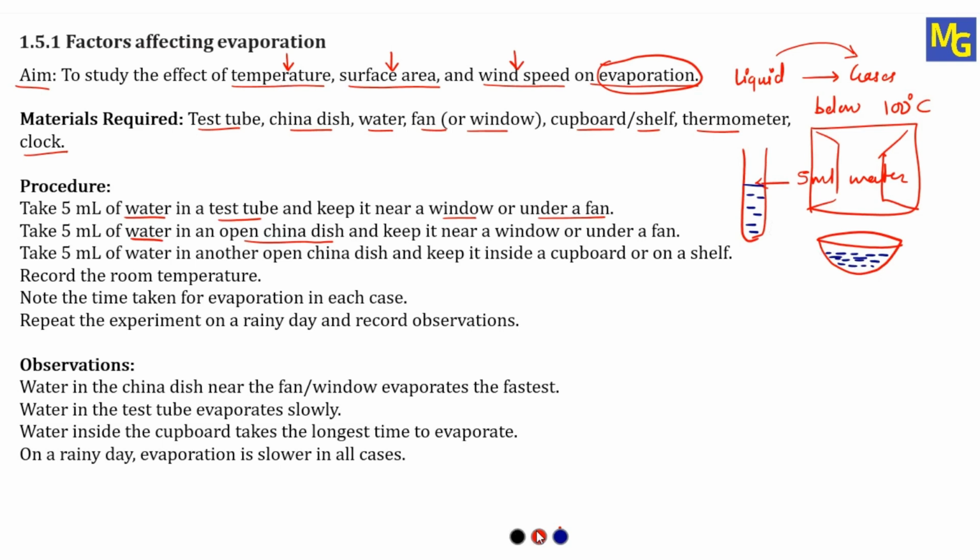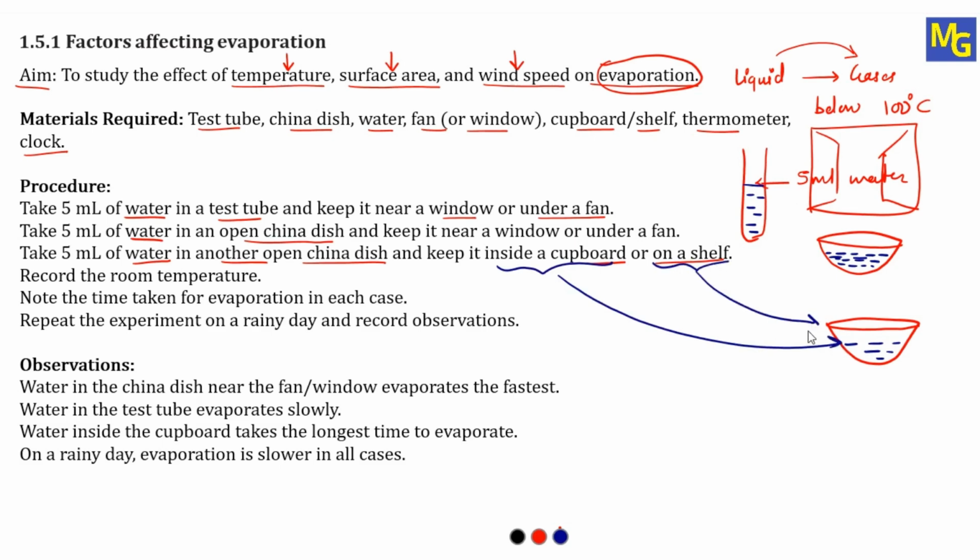Now the next point, take 5 ml of water in another open china dish and keep it inside a cupboard or on a shelf. So here what we are going to do, in the third case, we are going to take a china dish again, the same, and in this china dish we are going to take 5 ml of water, but this china dish we are going to keep inside a cupboard or on a shelf. So we have to keep it inside a cupboard or on a shelf.